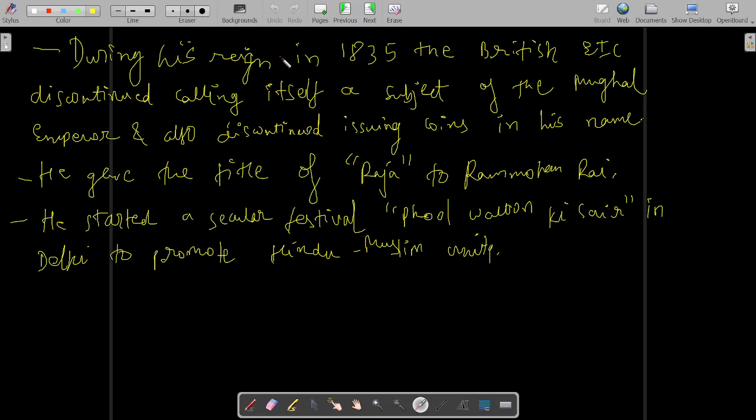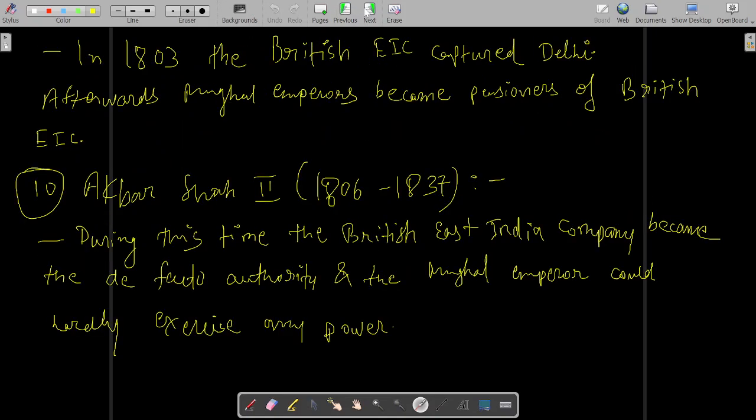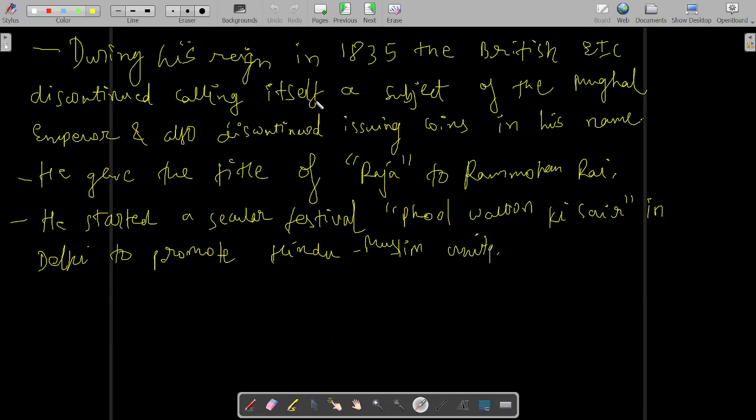They started saying, okay. And also discontinued issuing coins in his name. Instead of issuing coins in the name of this person, Akbar Shah II, they started issuing coins in the name of queen or something like that. I am not sure whether in the name of the British queen or not, but they stopped issuing coins in the name of Akbar Shah II. Okay, means the coins were not issued in the name of the Mughal Emperor. Now no longer the coins are issued in the name of the Mughal Emperor.